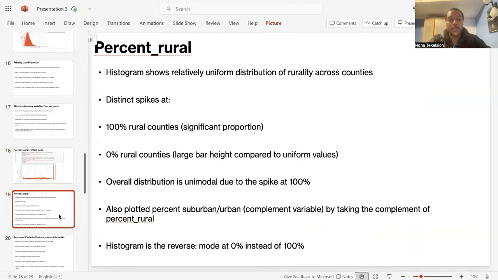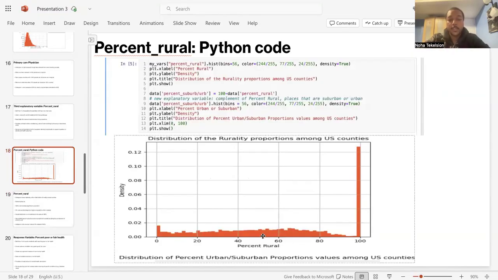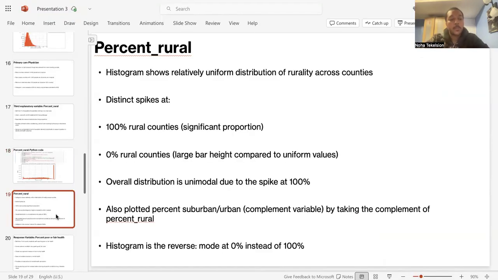It's revealing. And well, this slide is basically going into detail a little bit about that. Actually, it's just giving a rough summary of the ideas I spoke about. 100% rural, significant proportion, 0% rural. Yeah, there's a bit of a peak there as well. It certainly distinguishes itself from the rest of the very uniform distribution between 0 and 100. So you could say that, well, counties sometimes are entirely cities, or a city might have multiple counties.